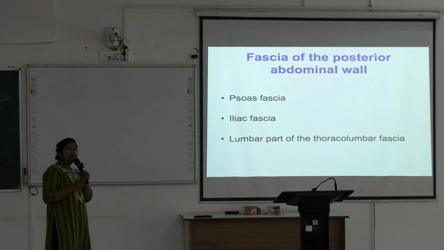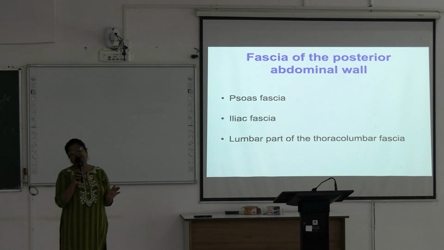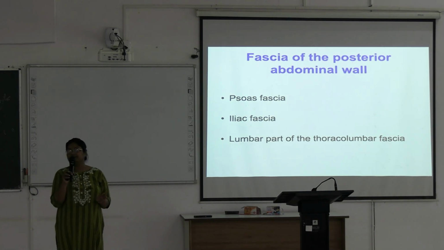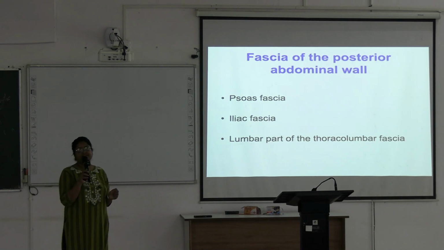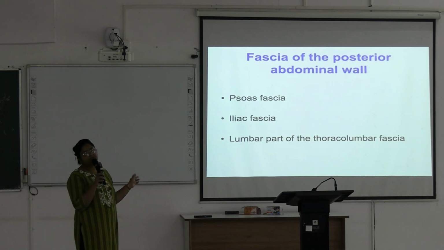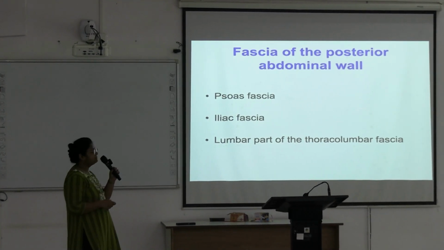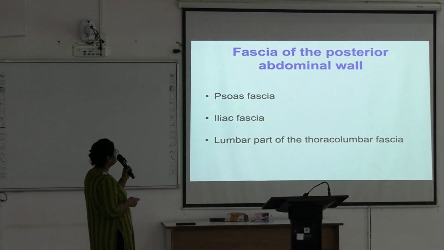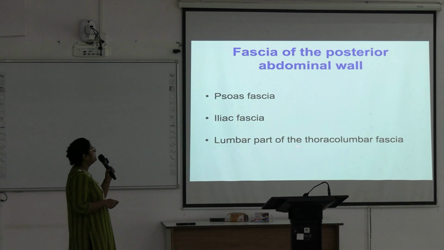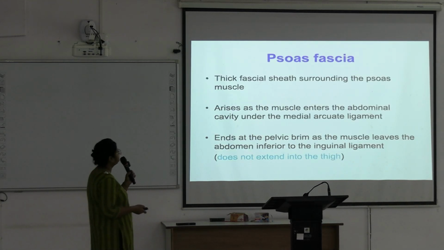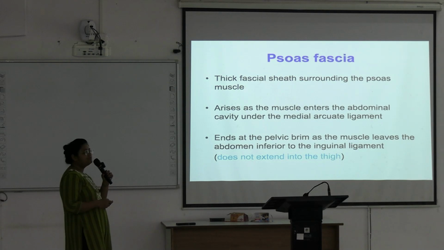So we have discussed the 4 muscles, their origin, insertion, nerve supply and action: psoas major, psoas minor, iliacus and quadratus lumborum. So next we will go to the fascia. 3 important fascias are present in the posterior abdominal wall: psoas fascia, iliac fascia and the lumbar part of the thoracolumbar fascia. Next, first go to the psoas fascia.